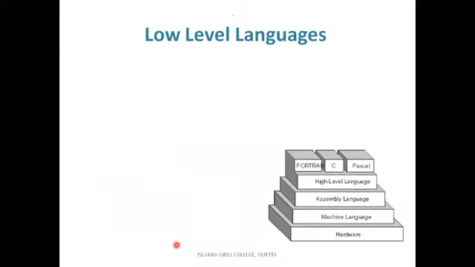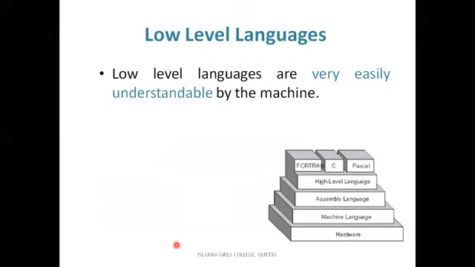First, we will see some characteristics of low-level languages. First is that they are very easily understandable by machine. This means that they might be difficult or very difficult for humans to understand. But for the machines, they are very easy to understand. Assembly language and machine language both are types of low-level language, and they are closer to the hardware as compared to the high-level language.